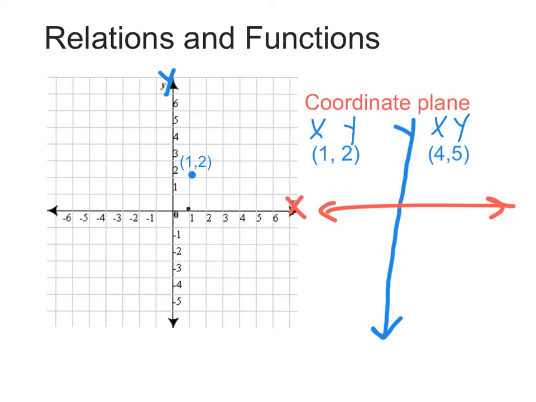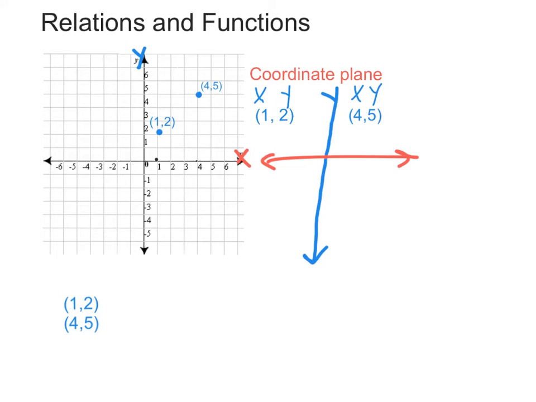So if we are going to graph 4, then on the x-axis right here, we are going to count over 4. 1, 2, 3, 4. And then we are going to count up 5 along the y-axis, which remember is the tall one. So counting up 5 is right here. And so our point 4, 5 lies right here.